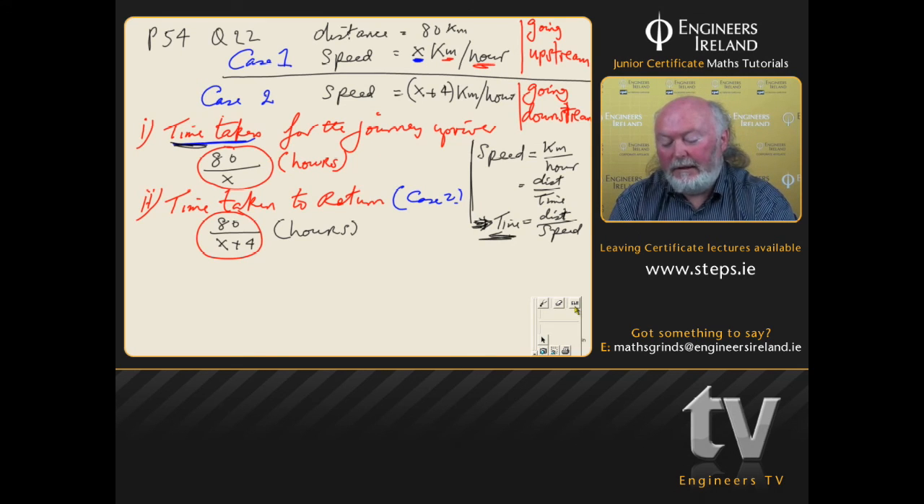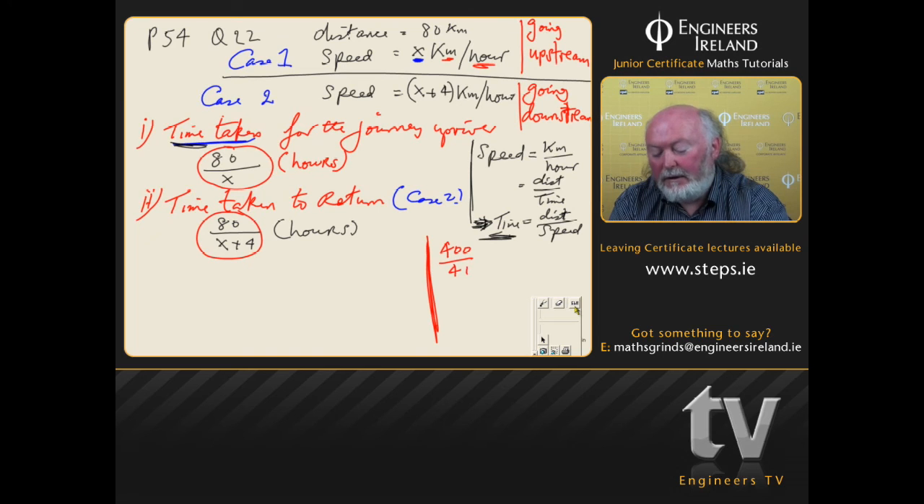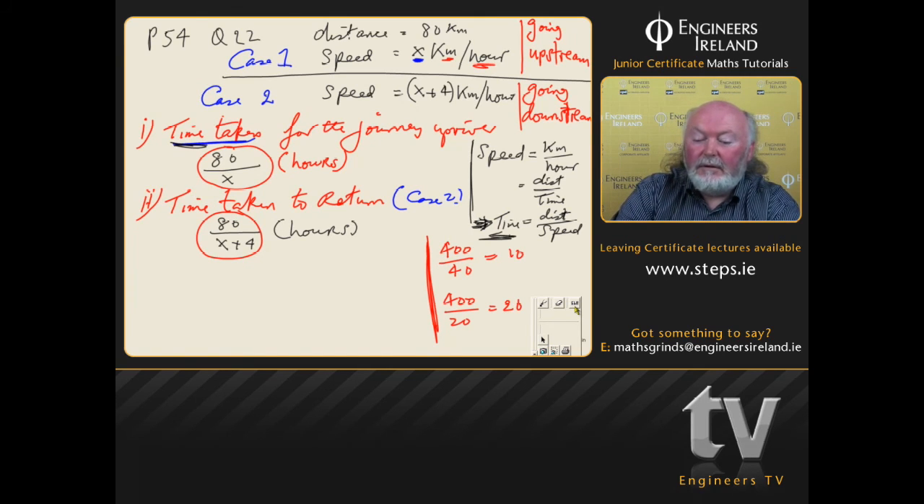That's why we did the little problem at the start where we said 400 divided by 40, and we'll find that, oh, well, that's 10. Here now we're looking at 400 divided by 20 and saying, that's 20. The smaller number underneath gives us the bigger number. x is smaller than x plus 4. This gives us the bigger number. It'll give us the biggest amount of time.